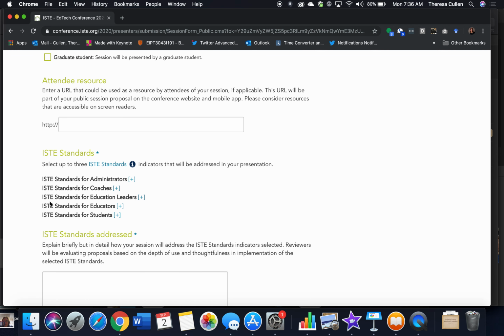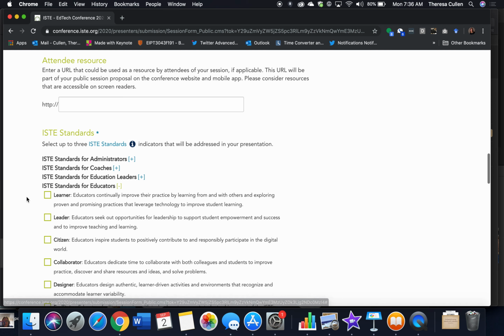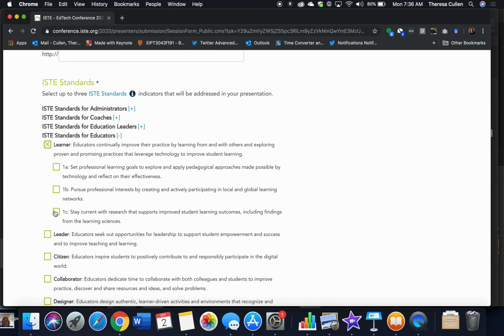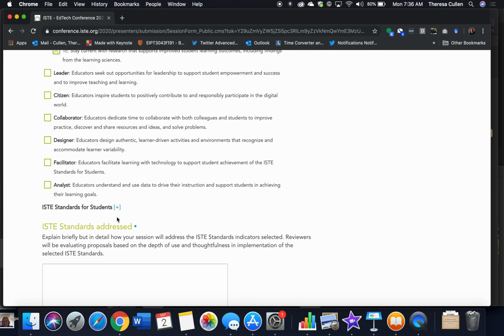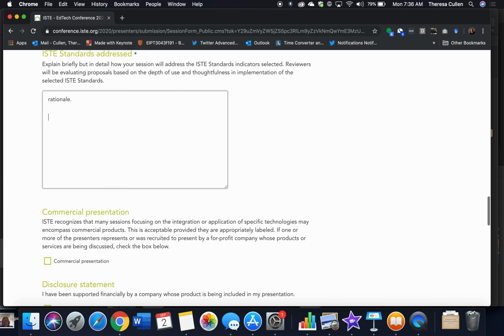Then it wants you to pick which standards are relevant. So, for example, if I'm doing something on professional development, then maybe I'm going to talk about ISTE for educators, and that it's going to be about professional development goals. You want to think about this very carefully because, again, this is how we group things. And this is also how people pick their programs that they're going to attend. Then you're going to give a rationale for those ISTE standards. So if they're part of your research question, include that, or if they're about the audience that you're using it with.